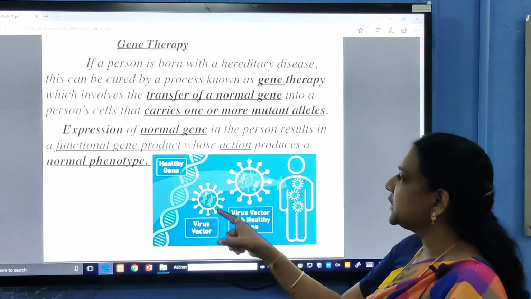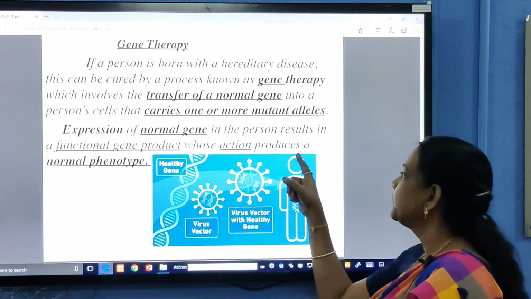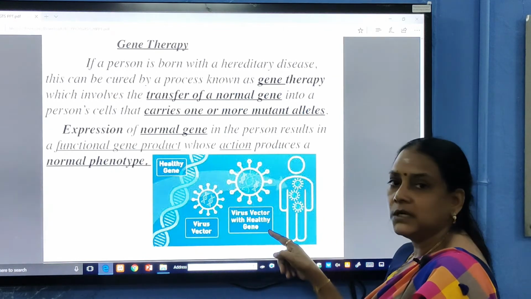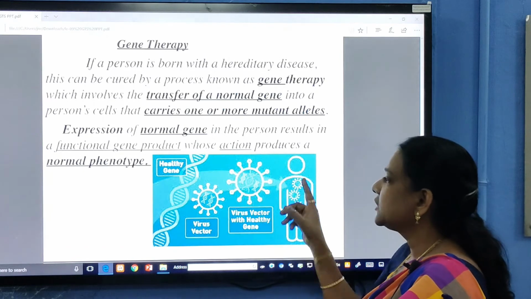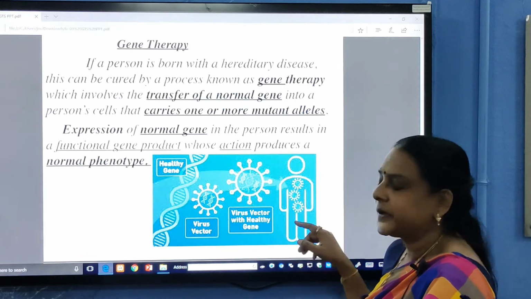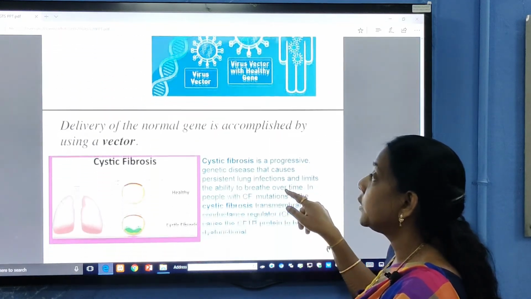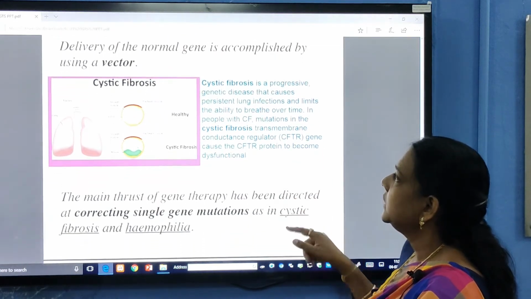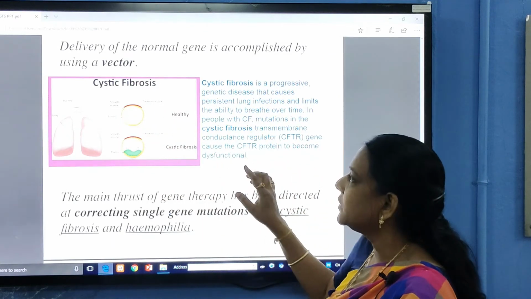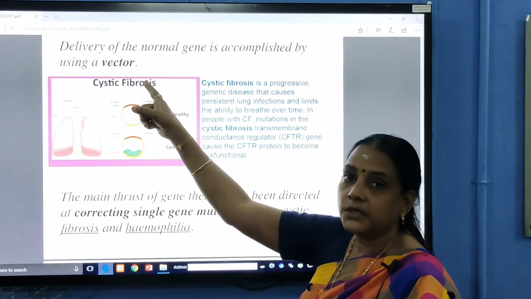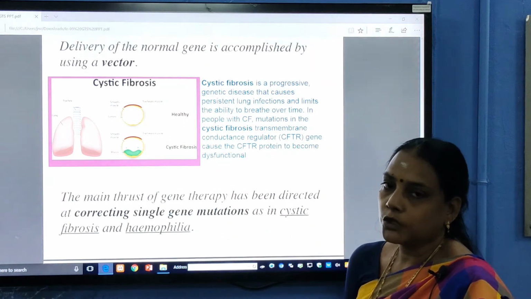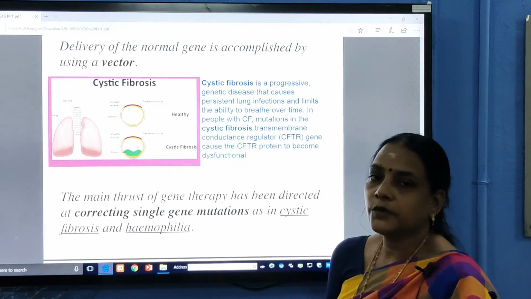Okay, so the expression of the normal gene in the person results in the functional gene product, whose action produces a normal phenotype. So this is what we expect, isn't it, as far as a hereditary problem is concerned. Delivery of the normal gene is accomplished by using a vector. For that we need a vector. What is a vector? It carries the molecule which is inserted inside for therapy.